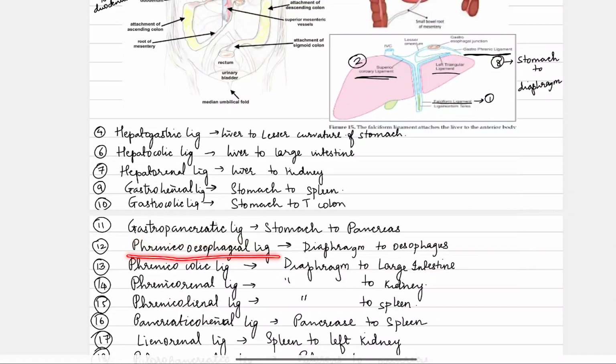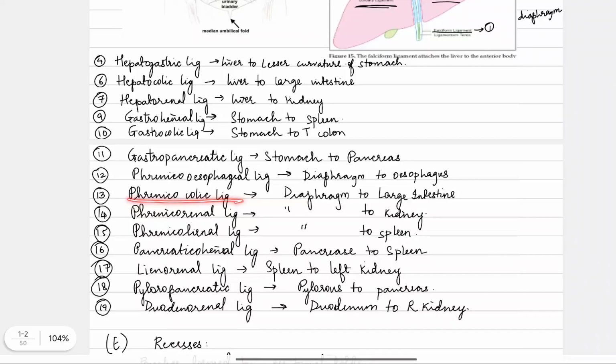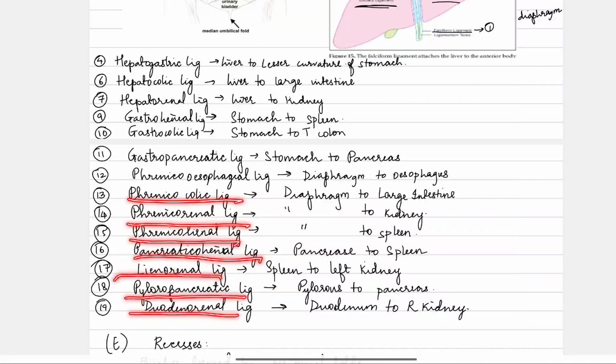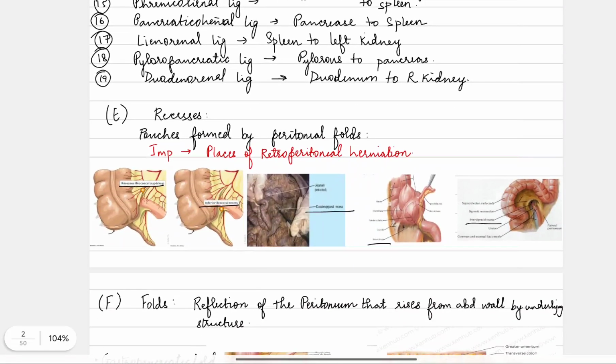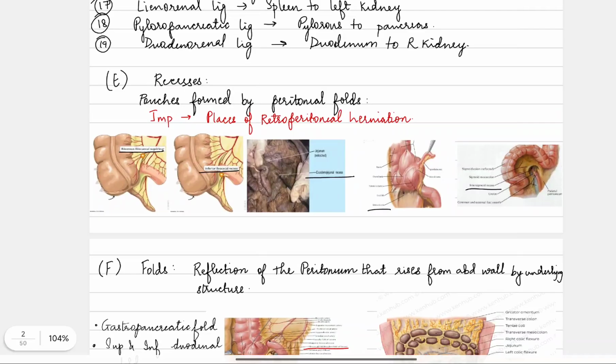Gastropancreatic, phrenicoesophageal, phrenicocolic, phrenicorenal, phrenicolienal, pancreatolienal, lienorenal, pyloropancreatic, duodenal ligaments. All these ligaments connect the organs in between. Next is the recess. Recesses are pouches that are formed by peritoneal folds. They are important because they are places of retroperitoneal herniation.